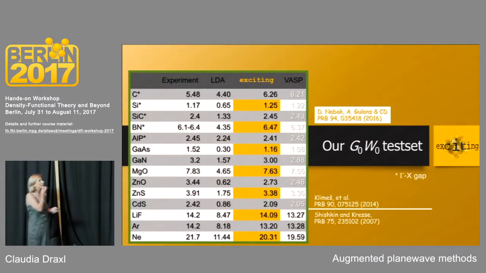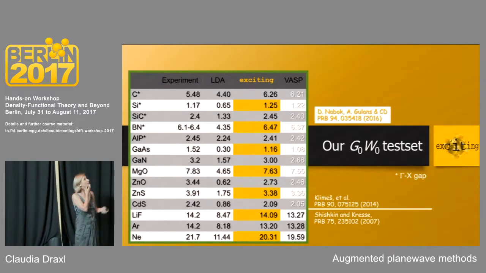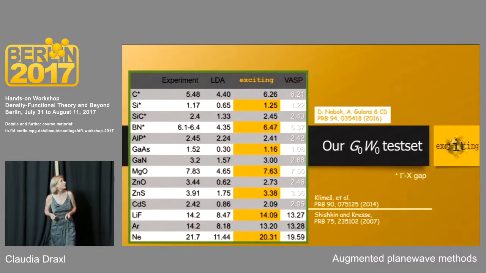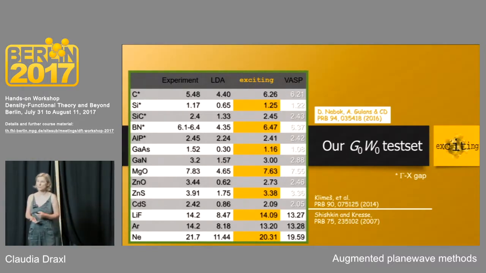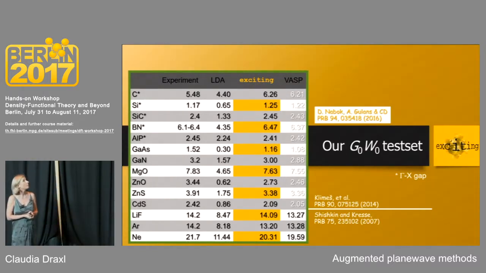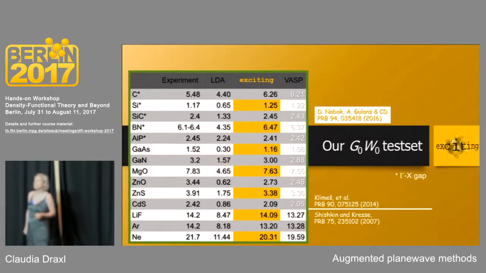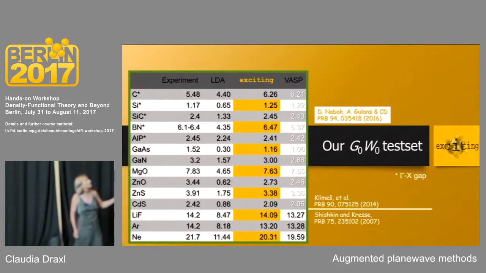So finally, this is basically a summary. We have gone through a lot of different materials, doing these highly precise calculations for the GW band gap. So this is our test set that was published a year ago. And now you see, if you go to very high precision in different methodologies, so what you see here is VASP calculations with the PAW method, then you see that most of the results are very, very close to each other.